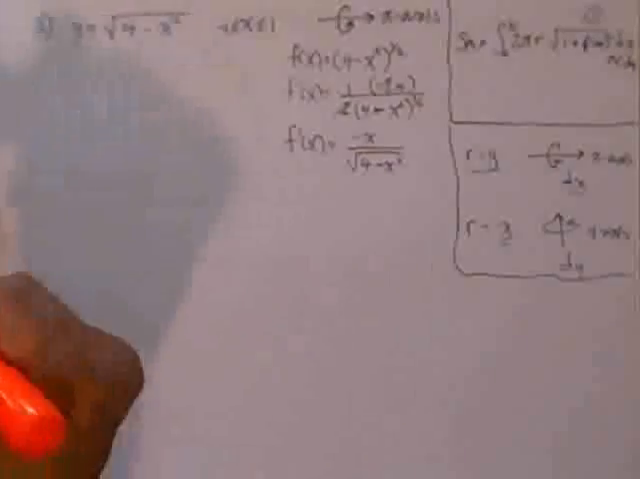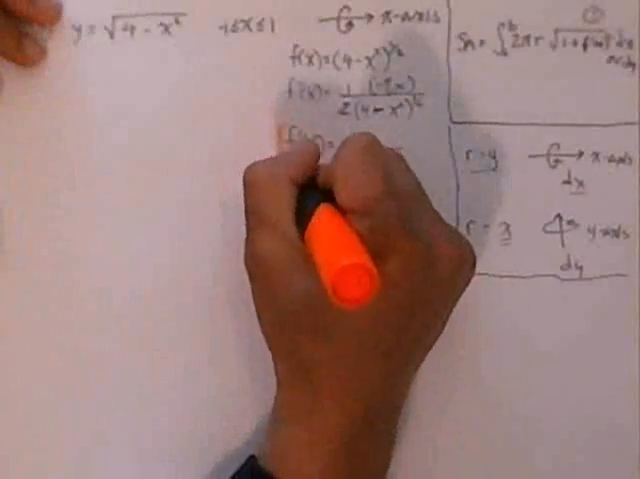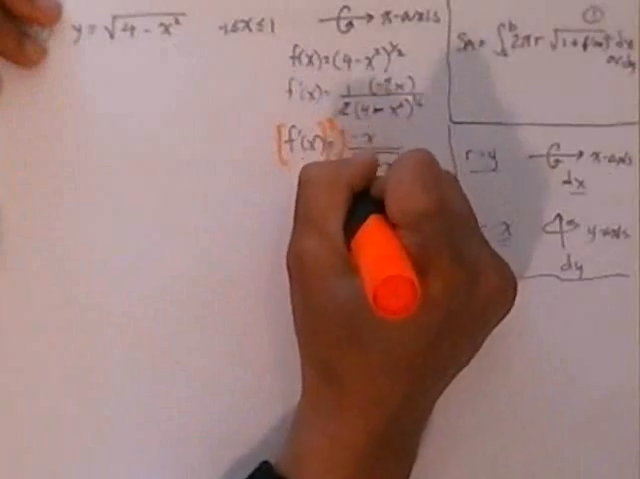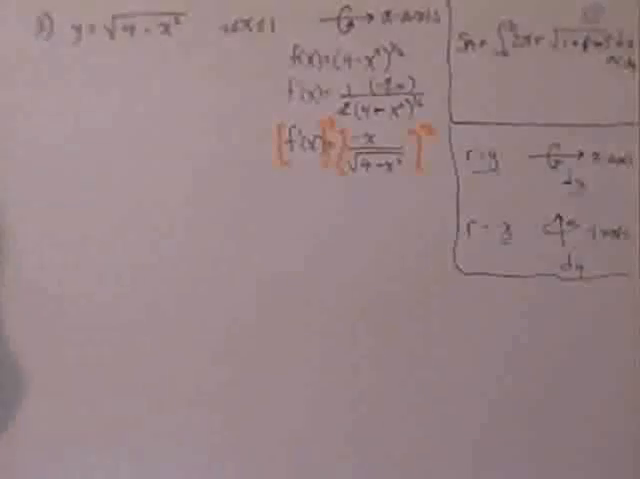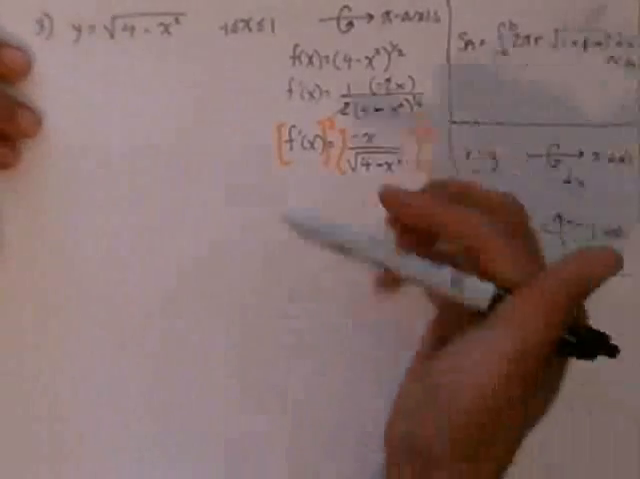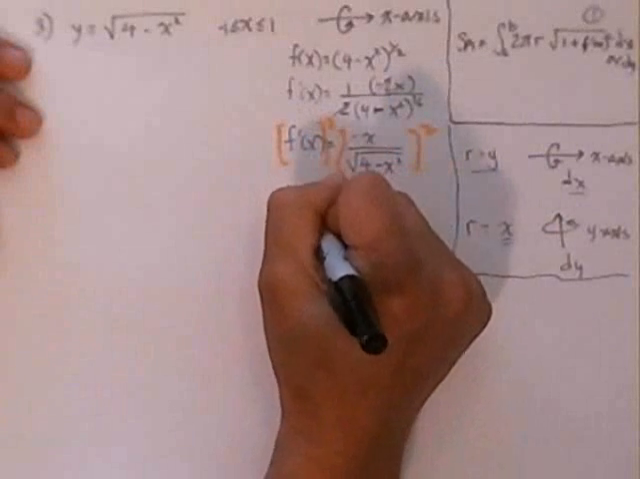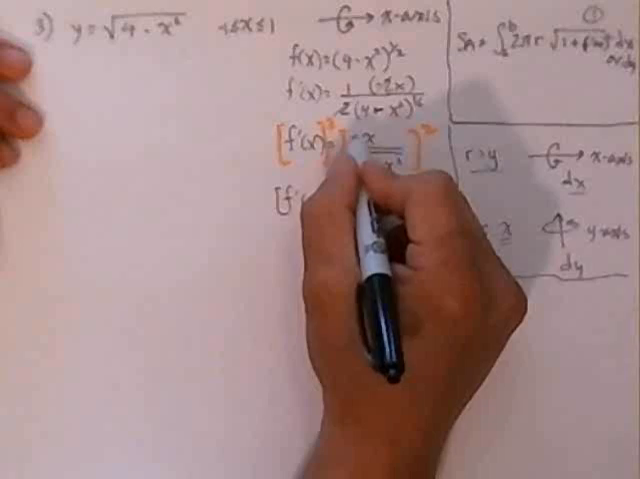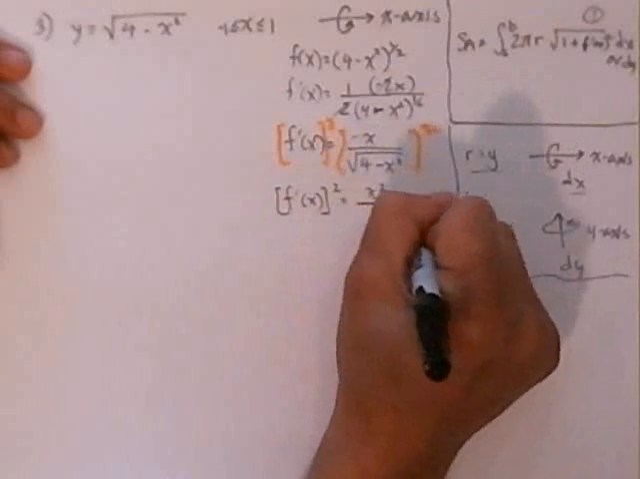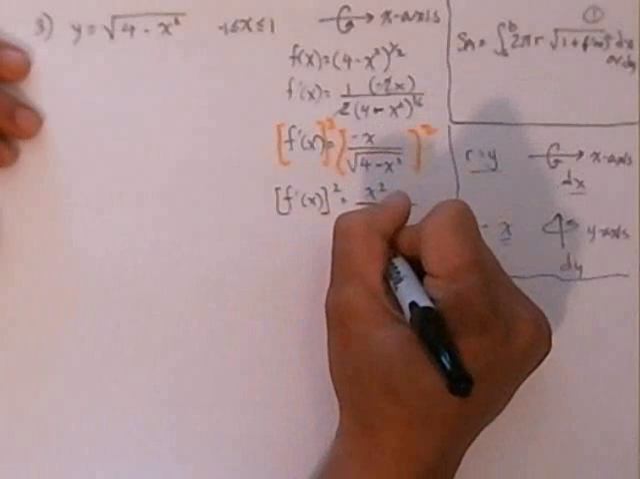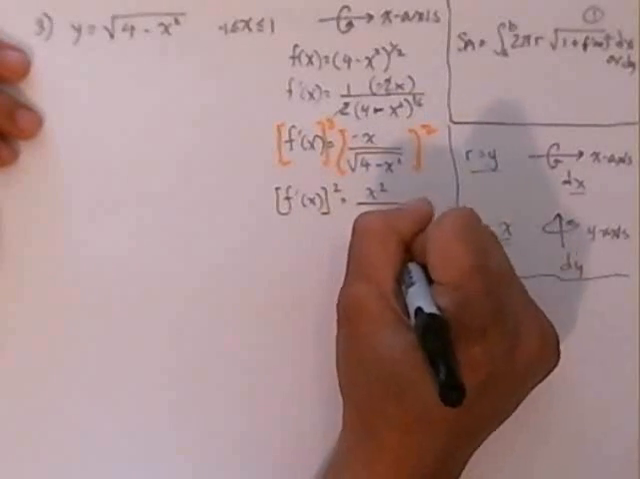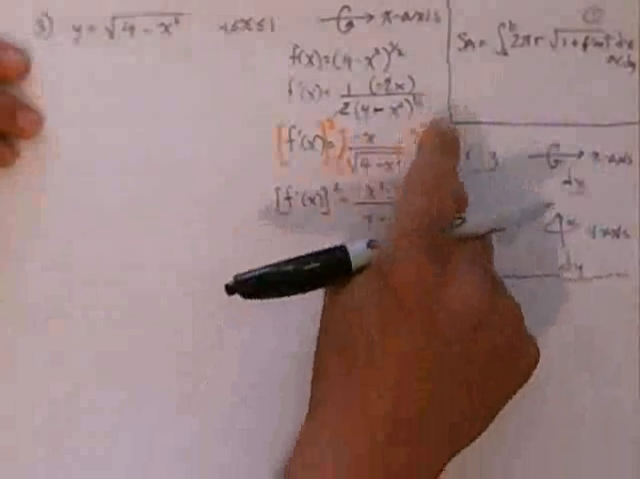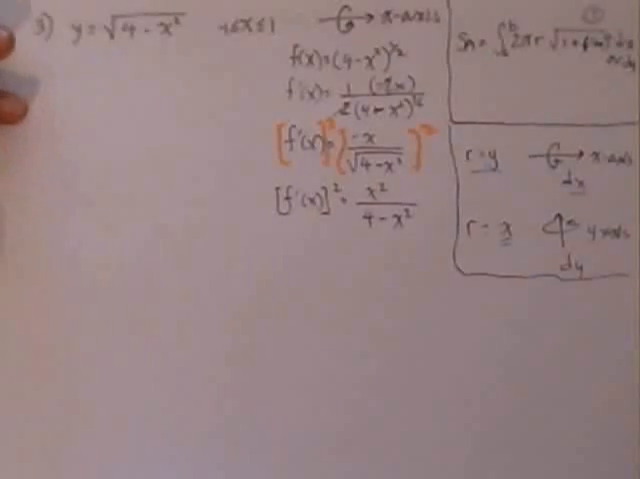And we need to square that because they want it squared. So I'm going to use orange for that. Square the left side, square the right side. And we'll end up with f prime of x squared is equal to, the negatives cancel, you get x squared. The denominator, the square root cancels, so it becomes 4 minus x squared. Remember, these are inverse operations, so they must cancel.